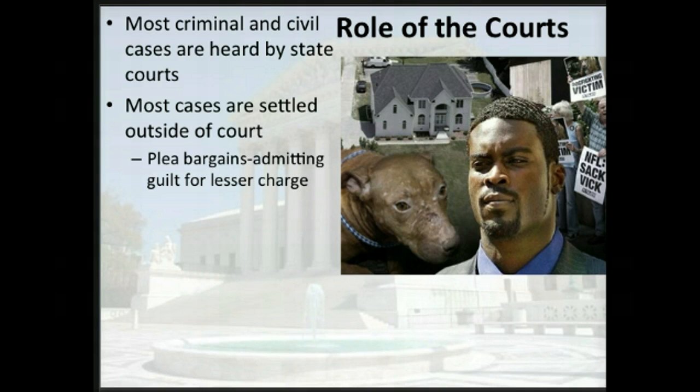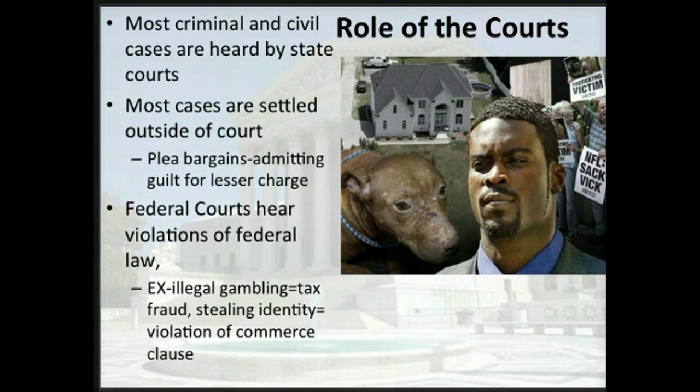In many instances, when you have violated criminal law or you've committed a crime, you are asked to plea bargain. Most criminal cases are resolved through plea bargaining, or admitting guilt for a lesser charge. So you would say that, yes, I am guilty of this crime, and in exchange, you would receive less time in prison or just probation.